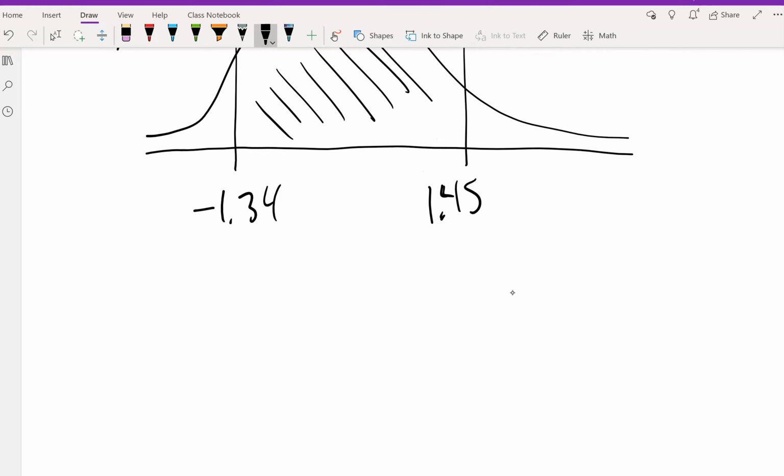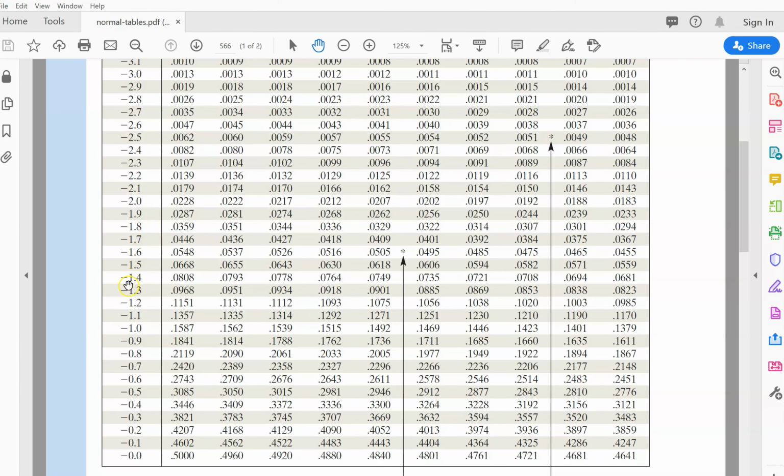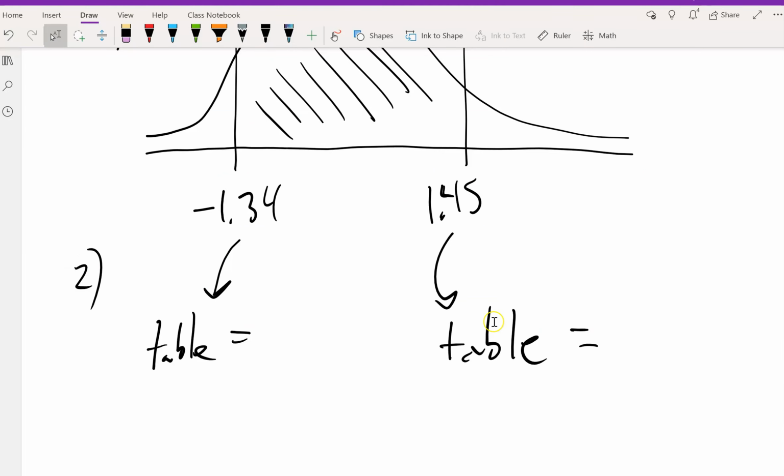Now, you could go to the table for both. And in fact, I want to do that one more time to show you what you could do. I'm going to the table for both, just so you get practice with the table again. So we're in the negative 1 row. Negative 1.34. Negative 1.3, that's 0, 1, 2, 3, 4. Negative 1.34 would have a 0.0901. So 0.0901 as its answer.